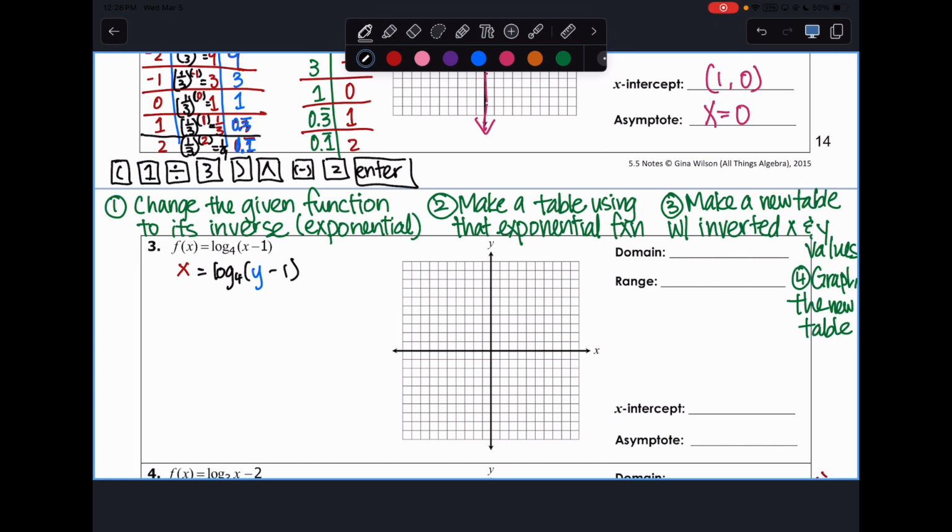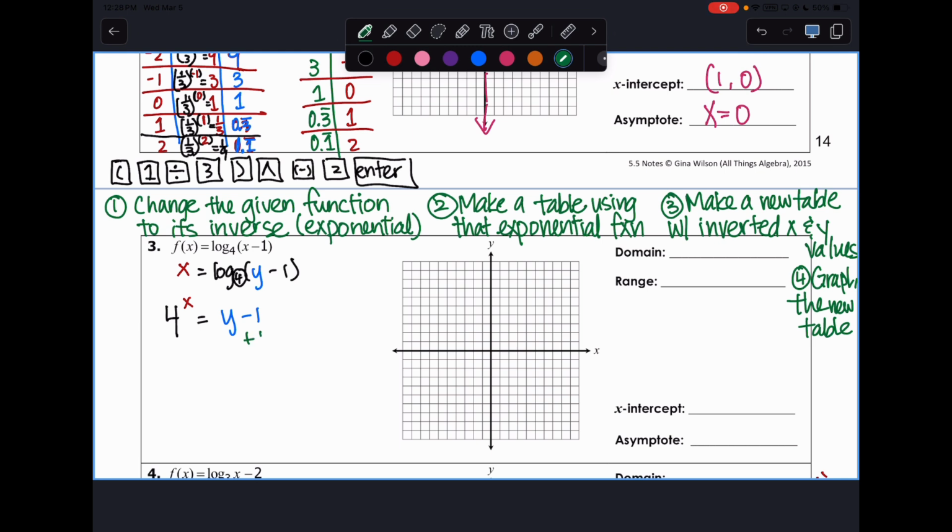I hope you guys got tons of practice with it. What's the base here? 4. So I'm going to put 4 to the, is it x power or y minus 1 power? x power. That's going to equal your argument, which is the y minus 1. Okay? Now what do I do to get y by itself? Add 1 to both sides.